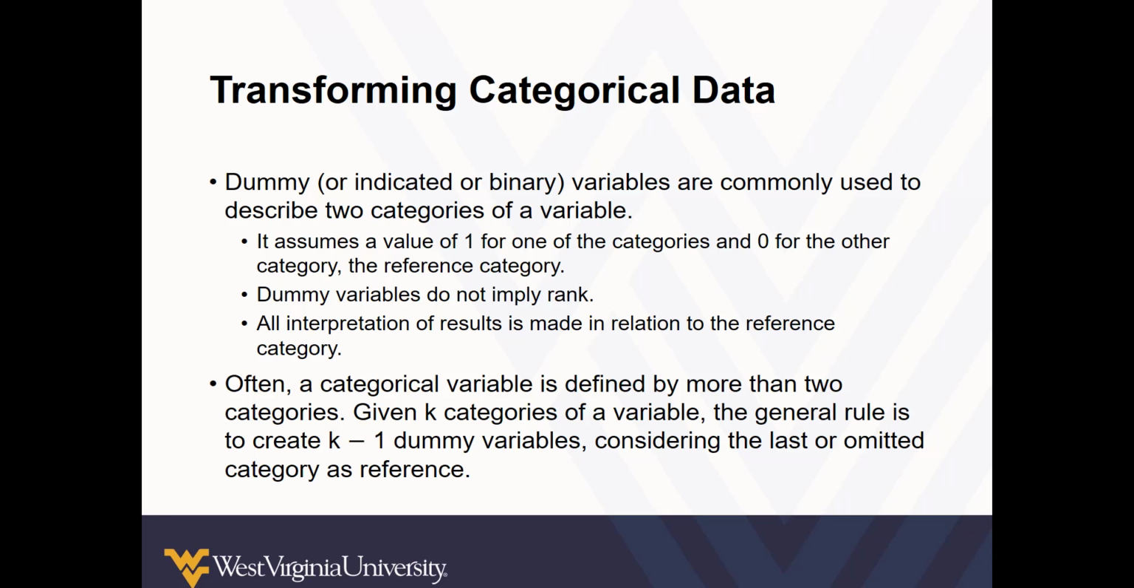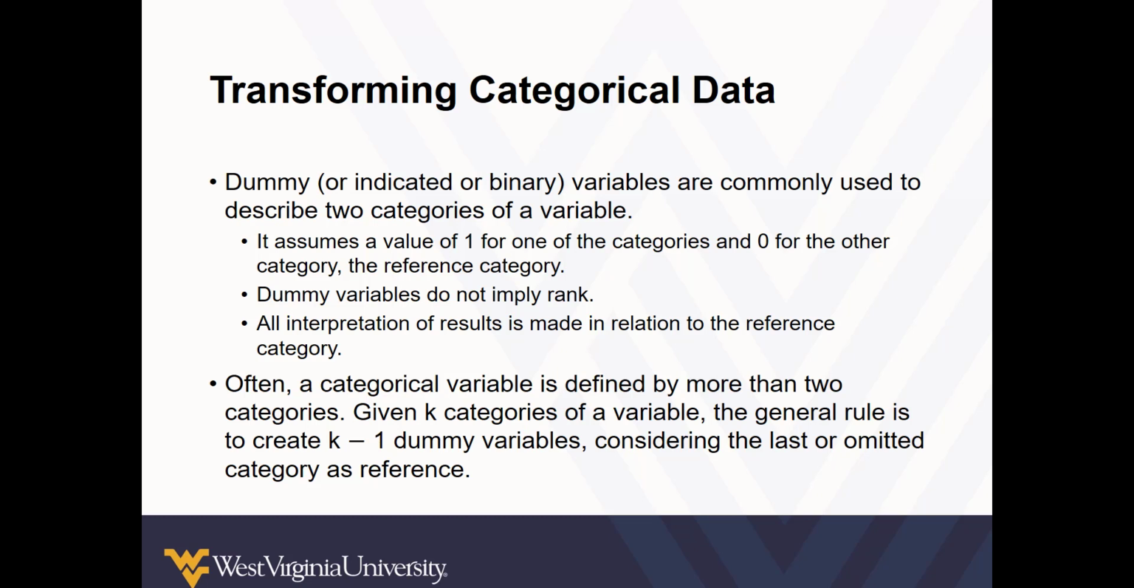Another type of transformation of categorical data that may come in handy are dummy, or indicator, or binary variables. These are commonly used to describe two categories of a variable. It assumes a value of 1 for one of the categories and 0 for the other category, which is the reference category. It's important to note that dummy variables do not imply rank. They are simply zeros and ones. They are instead intended to indicate the presence or lack thereof of a specific state. And all interpretations of results are made in reference to that reference category.